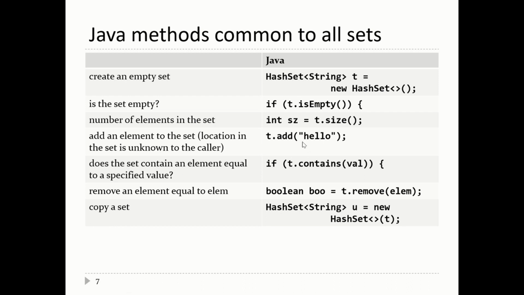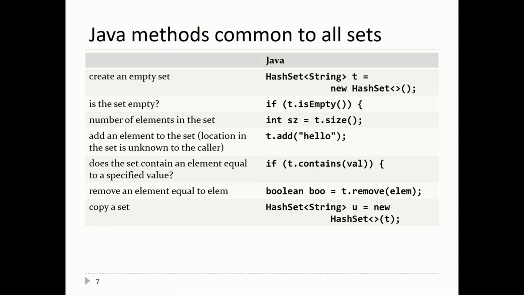Sets only hold unique elements. So if you add hello once to the set T, that works. It turns out add returns true in this case. If you try to add hello to the set a second time, then it doesn't add the string hello the second time. Instead, add returns false, and the size of your set doesn't change. So it won't add in a duplicated element.